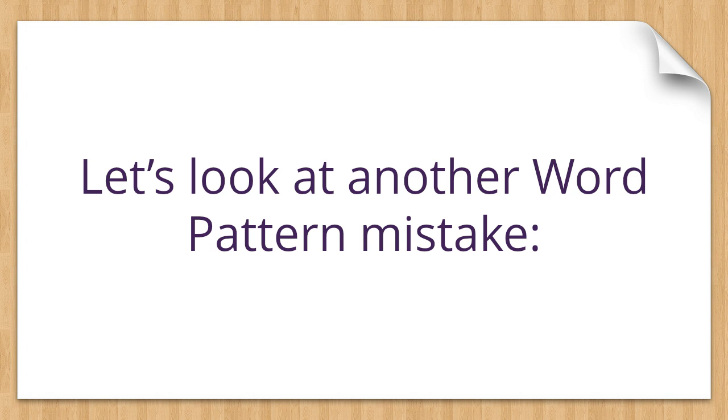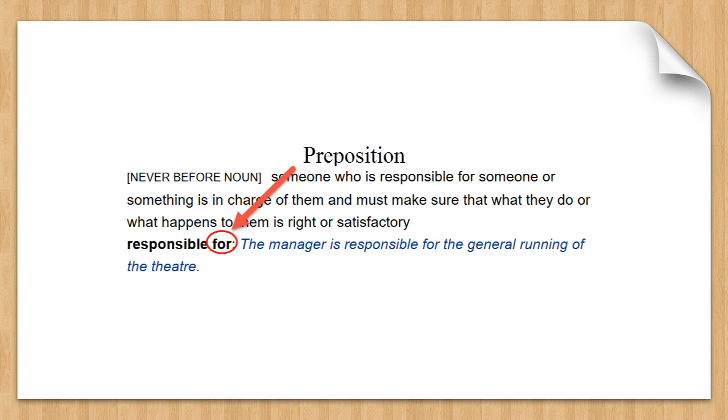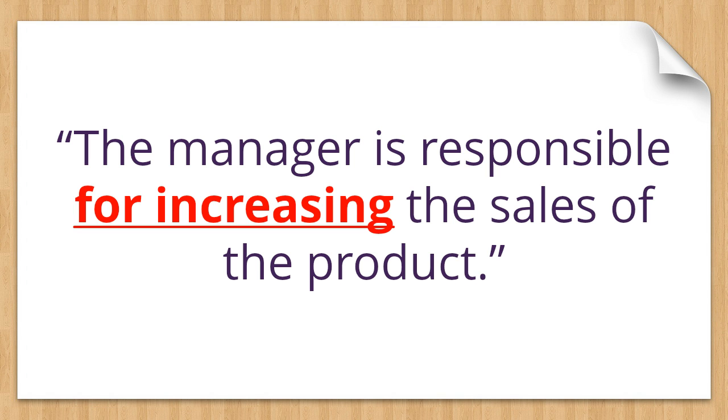Let's look at another word pattern mistake. The manager is responsible to increase the sales of the product. Let's take a look at the word pattern for the adjective responsible. This student used the pattern to plus base verb after responsible. If you look at the dictionary entry for responsible, there isn't the word pattern to plus base verb. Instead, you get this pattern. Responsible for. After responsible, you can use the preposition for. So the correct sentence would be, the manager is responsible for increasing the sales of the product.